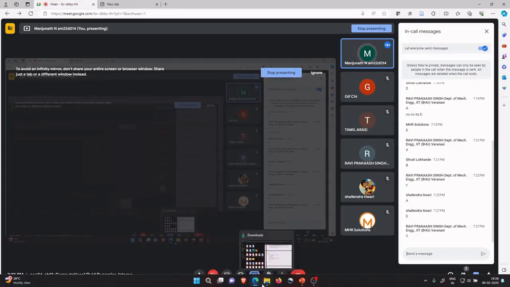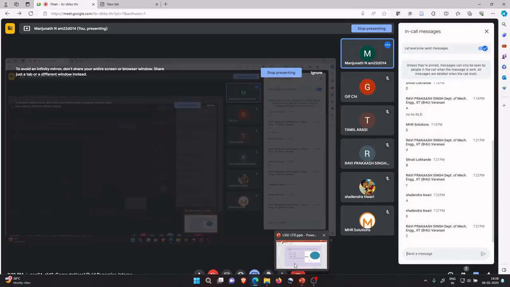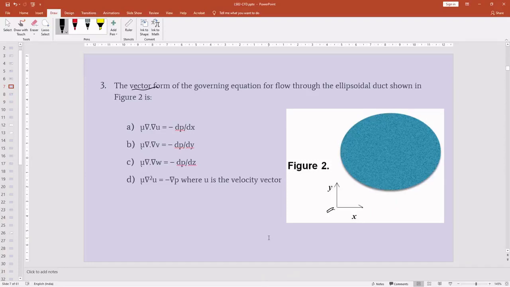Okay, D or another person is given D. Okay, so actually, it's simple. With the first term itself, we can find out because it's asking vector form. So vector form means this equation is having vector form on both sides because it is written in del terms. So mu del square u is equal to minus del p. Both sides of the equation are written in vector form.